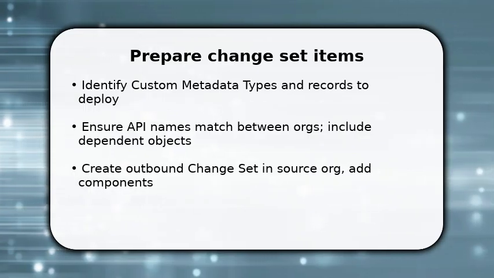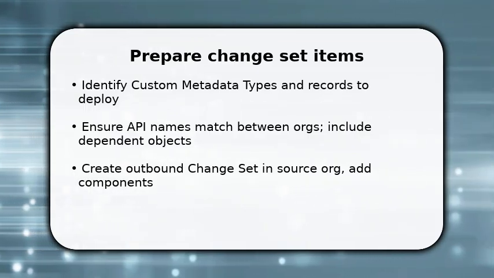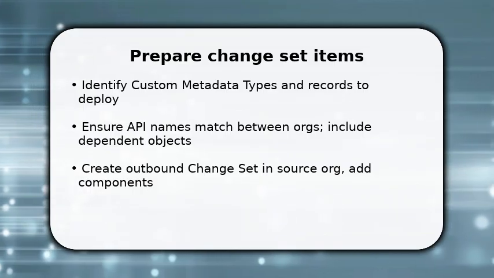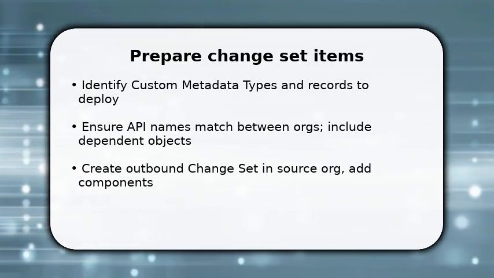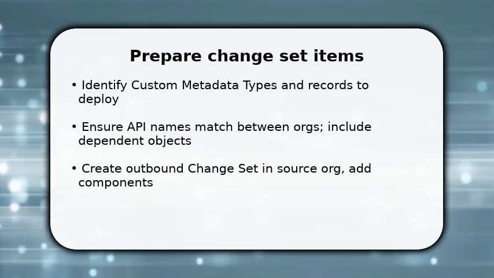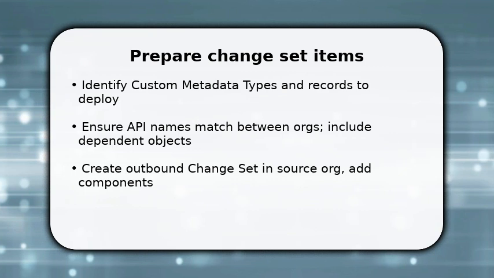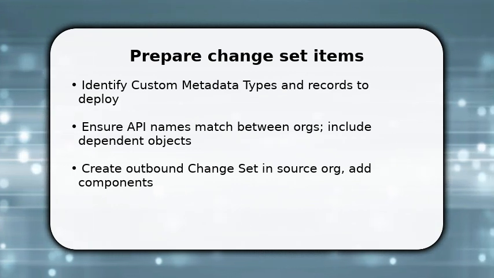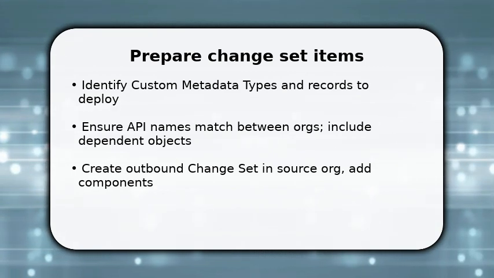Now create an outbound change set in the source org and add components. Choose the custom metadata type and the specific custom metadata records. This first move locks in what travels. Make sure to name the change set clearly and include a descriptive summary so recipients understand intent before deploying.